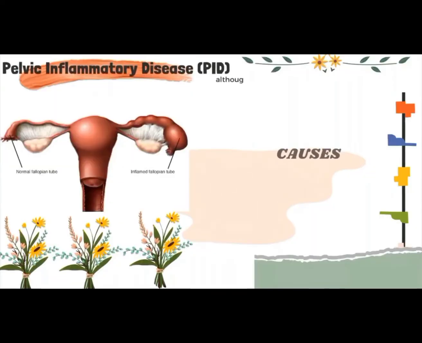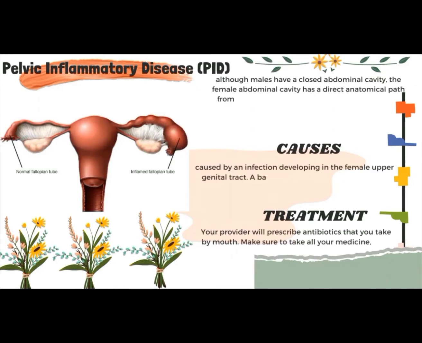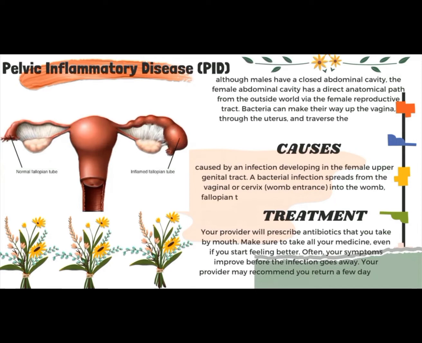The second disorder is pelvic inflammatory disease, or PID. Although males have a closed abdominal cavity, the female abdominal cavity has a direct anatomical path from the outside world via the female reproductive tract.